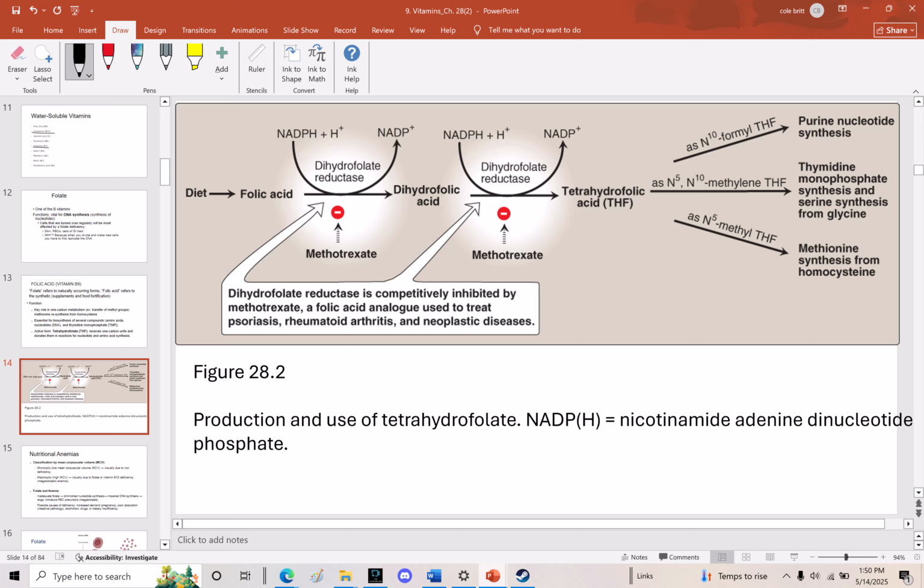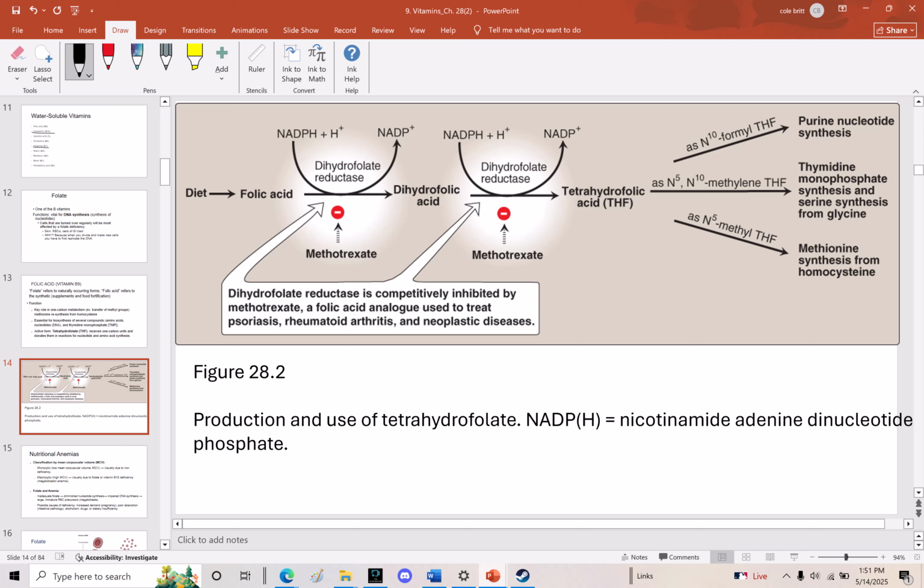So here's the production. Don't memorize, by the way, guys, you're not going to memorize all these enzymes. I don't even care if you know that it means NADPH. What I want you to know is this. We need it to make DNA, and we need it to remake methionine from homocysteine. If you remember that from last week, we needed it to remake methionine from homocysteine. And THF, THF is its scientific name in the body. Tetrahydrofolate. Does all of those.